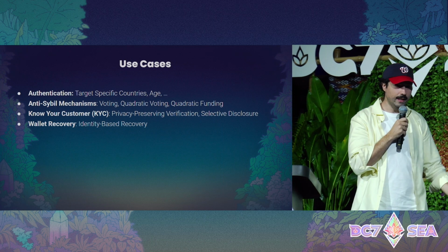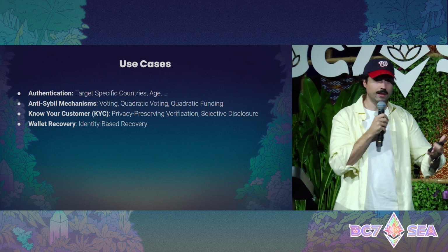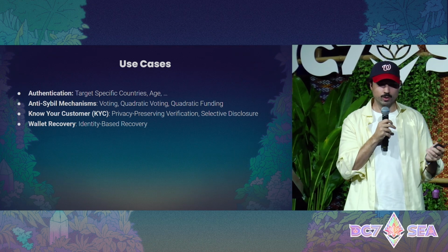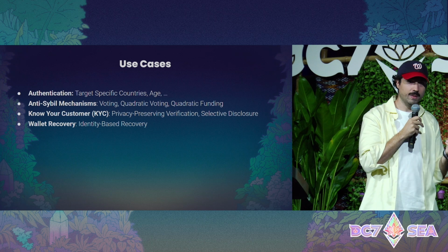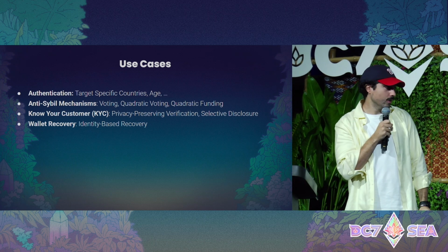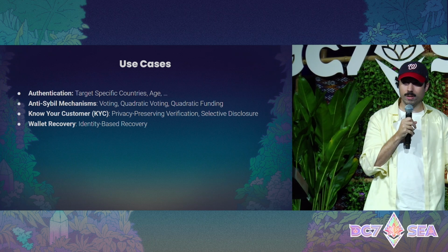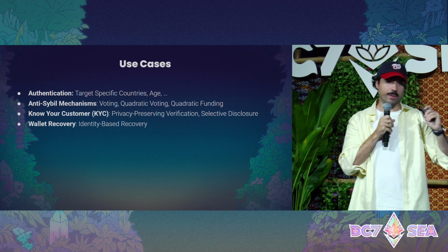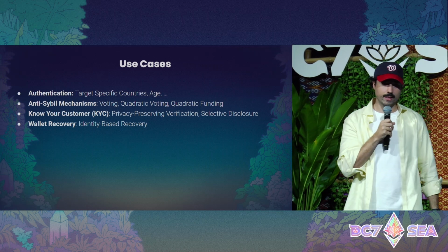So what are the use cases? As I said, I wanted to convince you that it's a good authentication mechanism. So you can target specific countries, specific ages. It's also a way to have anti-Sybil mechanisms on chain, because now you can securely bring your personal identity on chain through zk-SNARK.